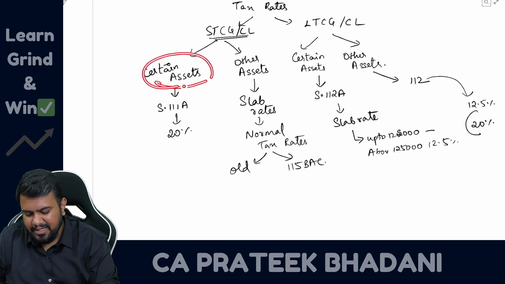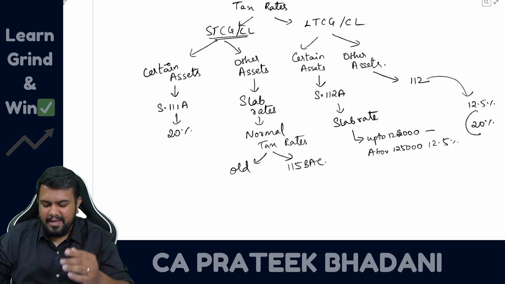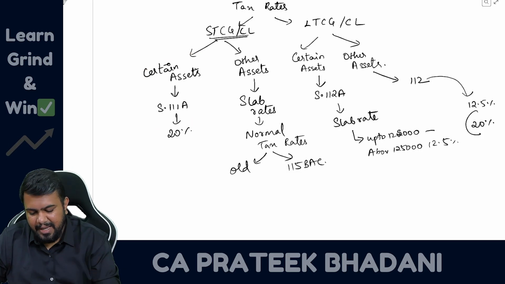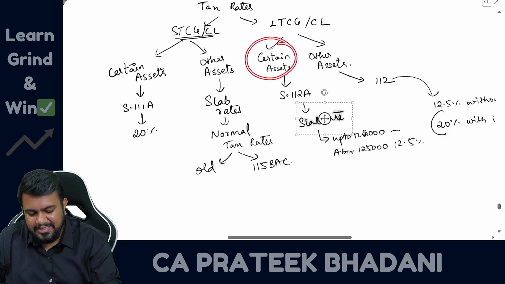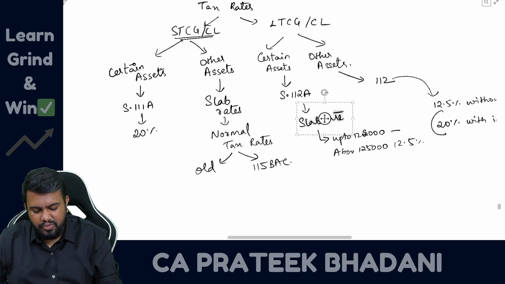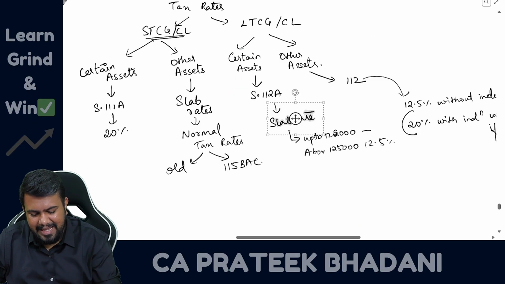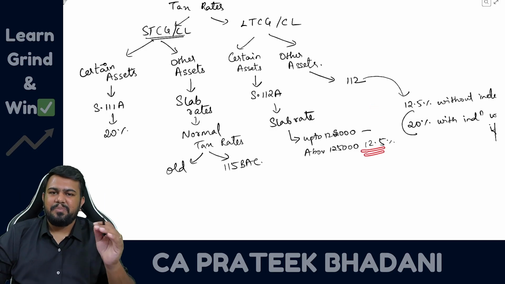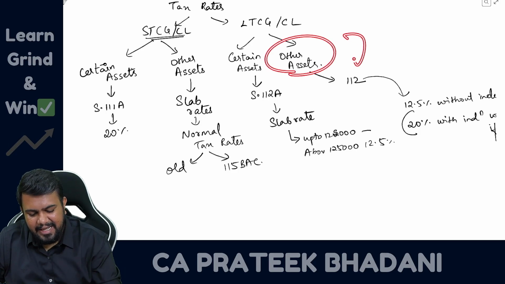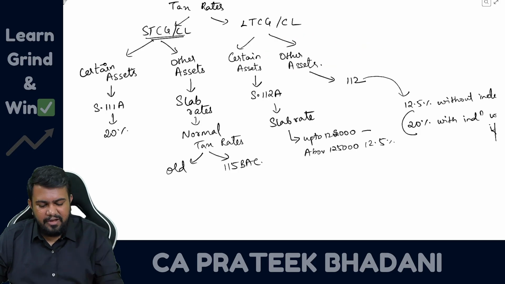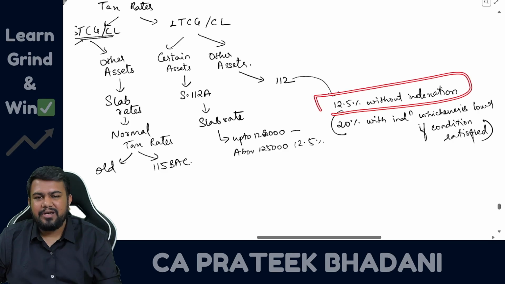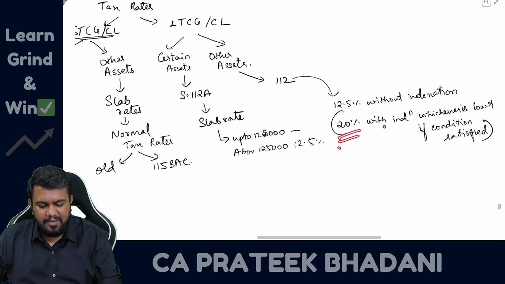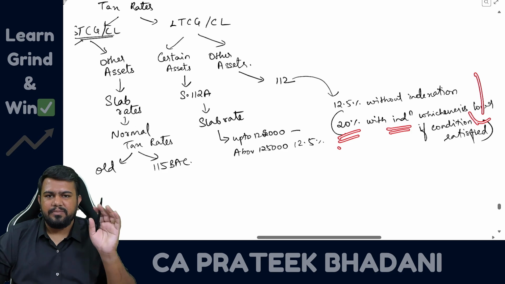Short-term capital gain on certain assets is taxable under section 111A and the tax rate is 20%. Short-term capital gain on all the remaining assets is taxable at slab rate, that is normal tax rate. Long-term capital gain on certain assets is taxable under section 112A. In 112A, up to 1,25,000 there is no tax, above 1,25,000 12.5% tax. But other assets are taxed under section 112, where the tax rate is 12.5% without indexation, and only in certain cases 20% with indexation, whichever is lower.